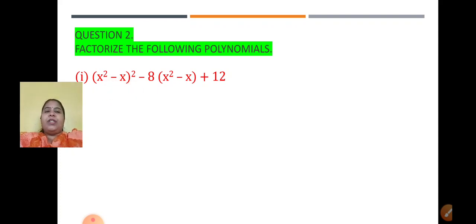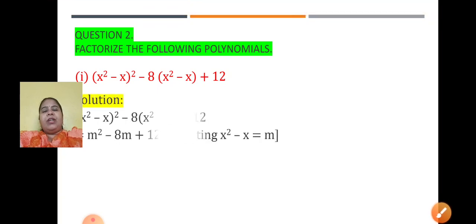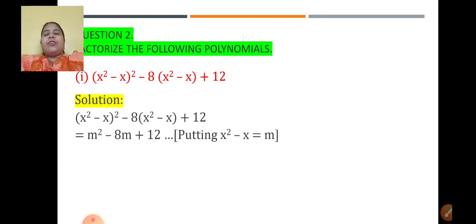So what is the first step in such type of questions? The first step is to search for a common part in both the brackets. As you can see, what is the common part? x square minus x is written here. Here also I can see x square minus x. So that common part I will assume as some other alphabet other than x. How will I know what I have to assume? For that you need to look at the question. This is a common bracket which has been repeated in the question, so you are going to assume some other alphabet other than x. So x square minus x will be equal to say m.